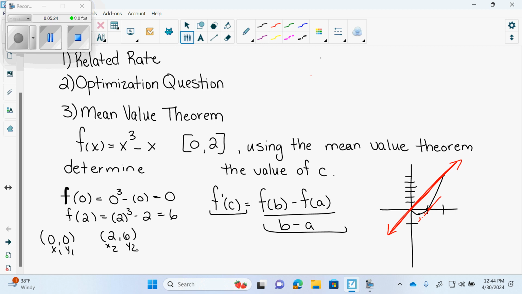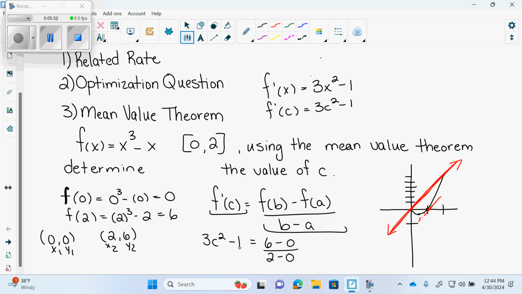So I'm going to go f prime of c equals 6 minus 0 over 2 minus 0. And then f prime of c is literally just get the first derivative, f prime of x, which is 3x squared minus 1, but I want f prime of c, which is 3c squared minus 1. And what's 6 minus 0 over 2 minus 0 the same as? It's a slope of 3, correct? So I'm trying to find a tangent slope, an x value for c, where it's going to give me a tangent slope of 3.